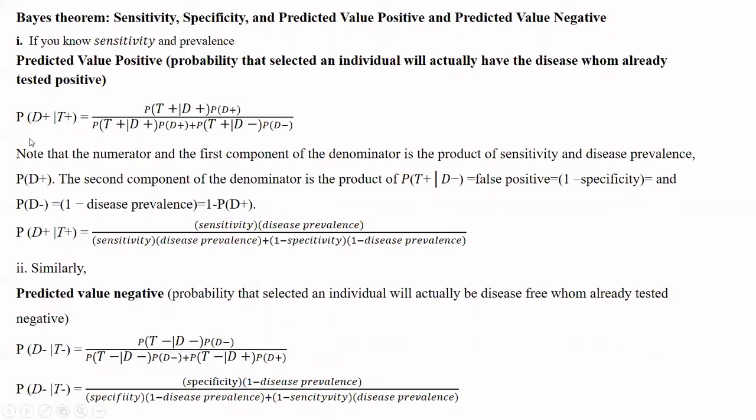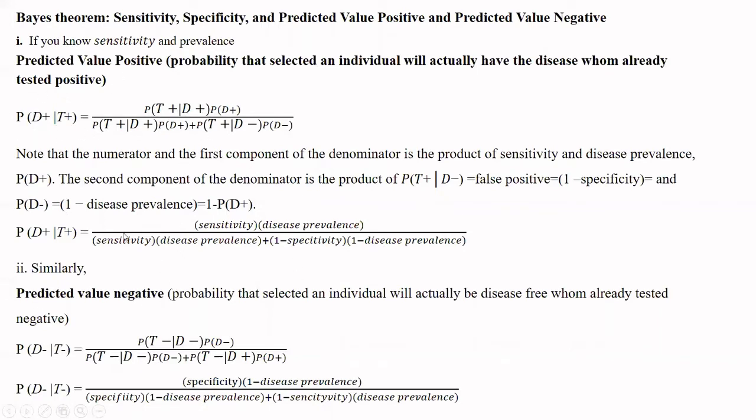Okay, this way, if you know the sensitivity, prevalence rate, and specificity, we can easily find the predictive value positive. That is the probability that a selected individual will actually have the disease who has already tested positive. So this we can do by Bayes theorem.